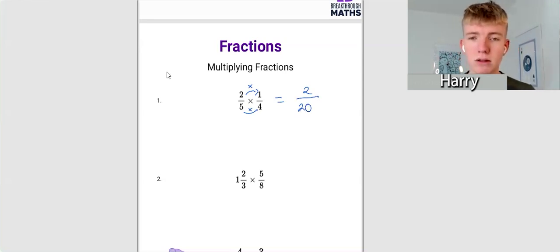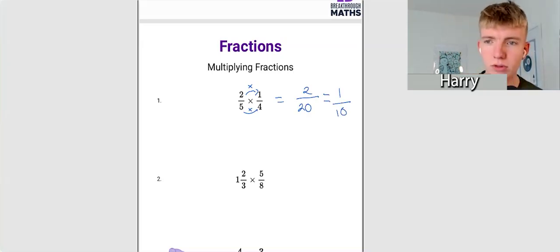We're not quite done because we can simplify this. 2 and 20 can both divide by 2. Divide both of them by 2 to get 1/10. And that is our answer for this first question.